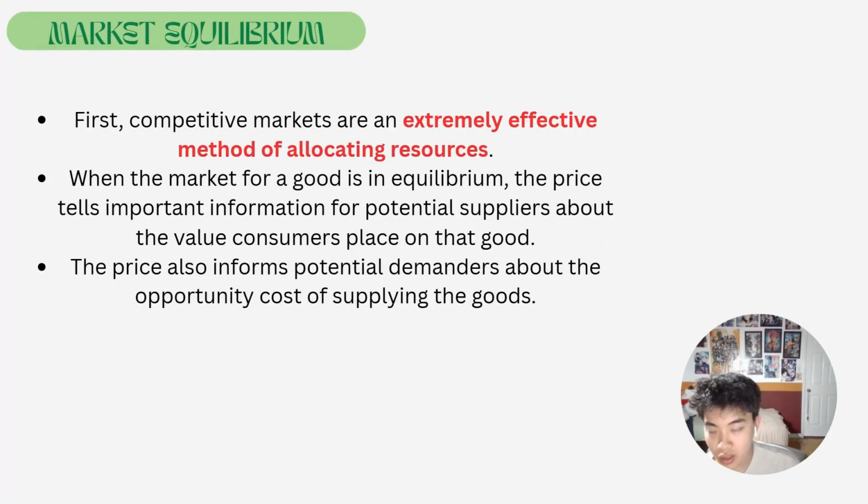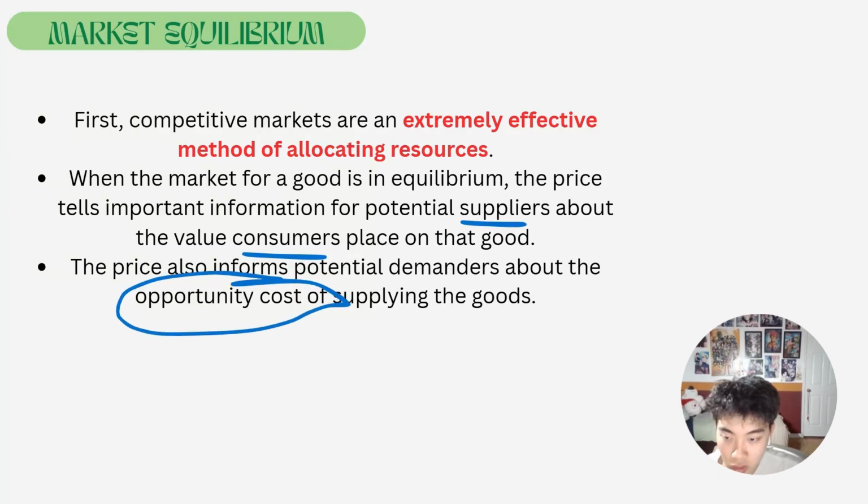So first, what competitive markets are good at is that they're extremely effective in allocating resources. When the market for a good is in equilibrium, the price tells important information to potential suppliers about the value consumers place on a good. So basically, it tells us how much consumers and suppliers value this certain good. The price also informs potential demanders about the opportunity cost of supplying the goods. So it also tells us the opportunity cost.